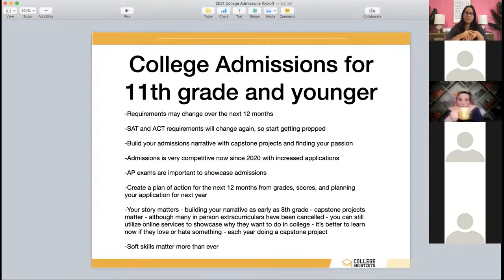Big thing to remember is to build your admissions narrative and make sure to find your capstone project and find your passion. Through these next years, they're still expecting students to figure out what their major is. They still want people to figure out what they want to do. They want to showcase that each year with different projects. Now, I know a lot of stuff was canceled in person, but it doesn't mean you can't utilize online services, one-on-one coaching, figuring out what your passion is, even at home.